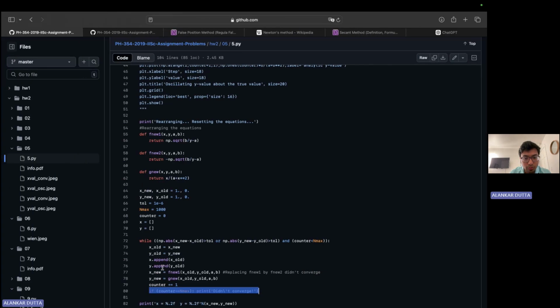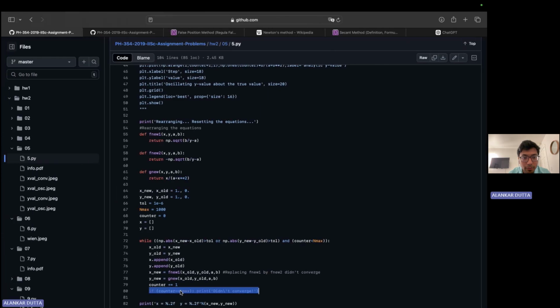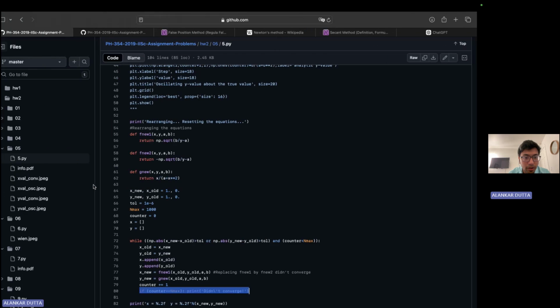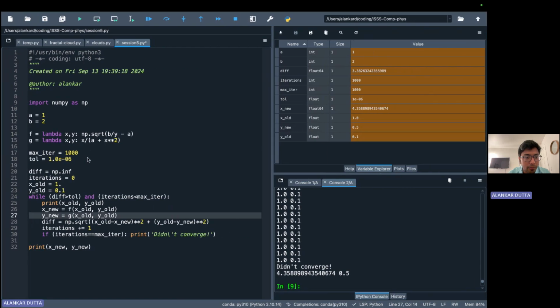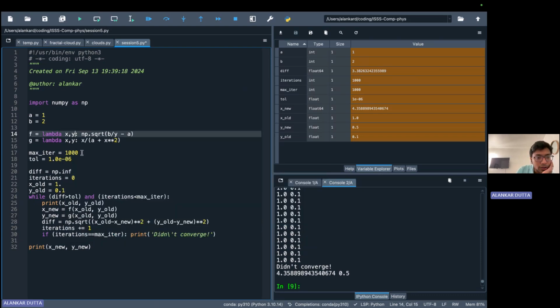X equals b by y minus a, and x by a plus x square. So x by a plus x square, and we take x and y's in here. So this makes it like a lambda function. But yeah, the other thing that we can do is perhaps get rid of the other stuff, but let's have it for the sake of similarity with the previous thing that we were doing, and check the difference in here.